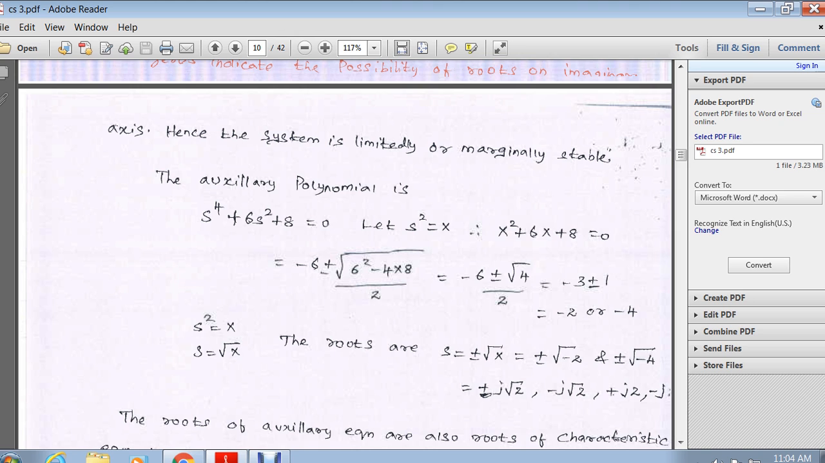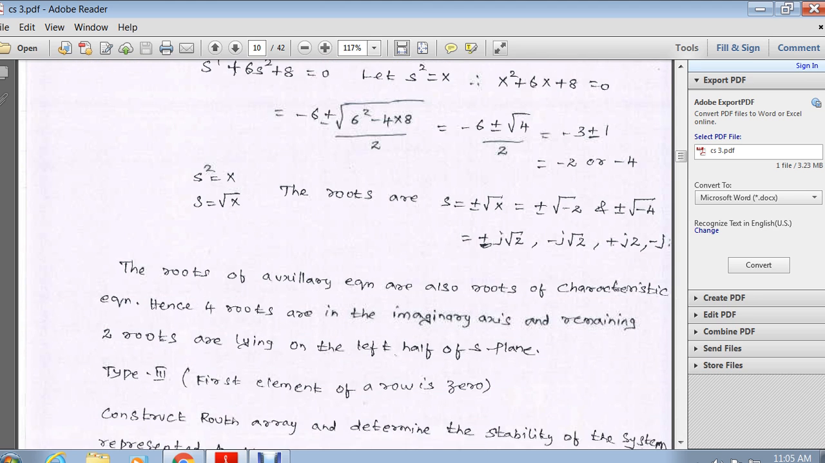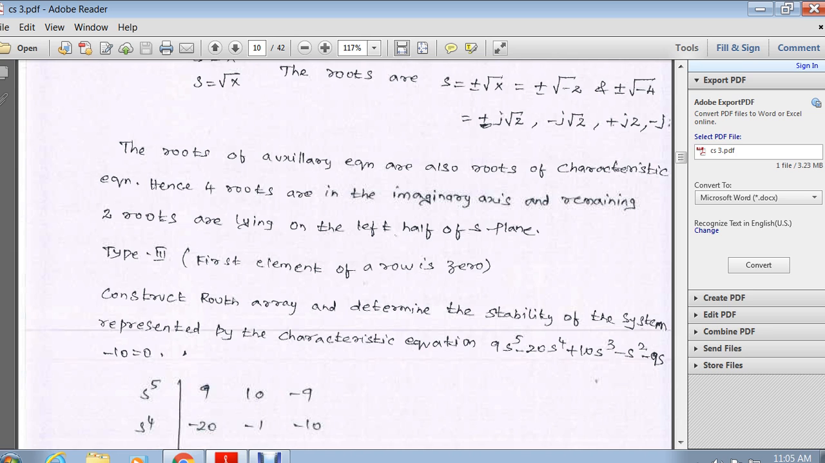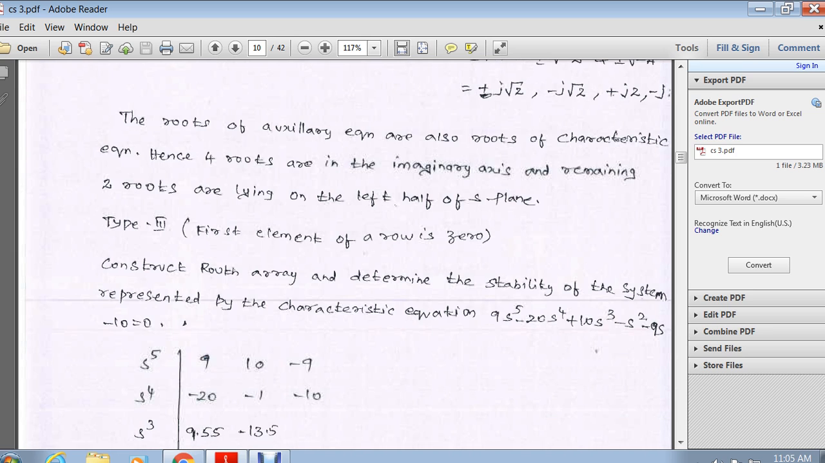Now the roots are s = ±√(-2) and ±√(-4). So the roots become +j√2, -j√2, +j2, -j2. The roots of the auxiliary equation are also roots of the characteristic equation. Hence four roots are on the imaginary axis and the remaining roots are lying on the left side of the s plane.